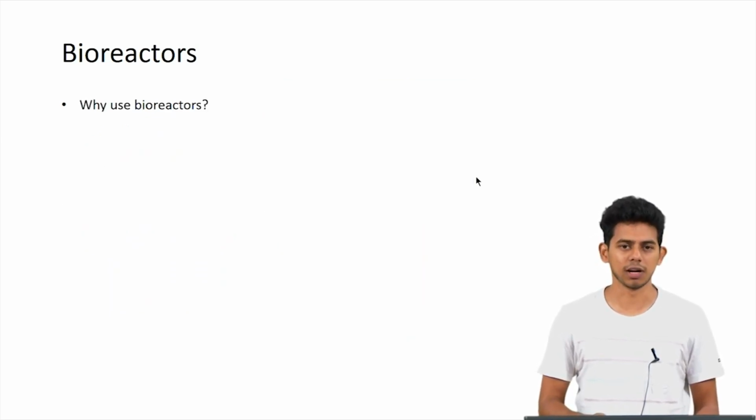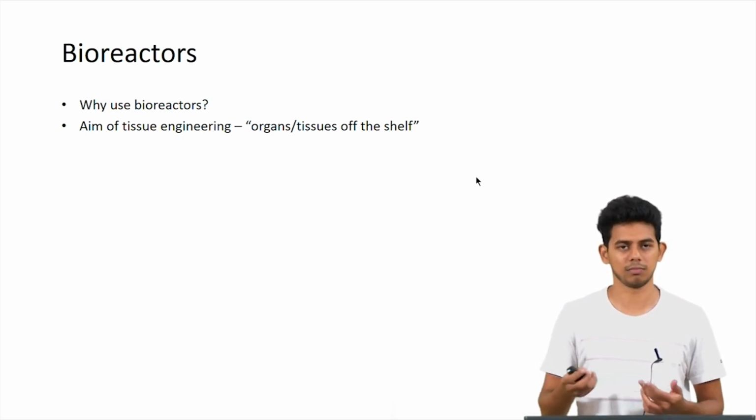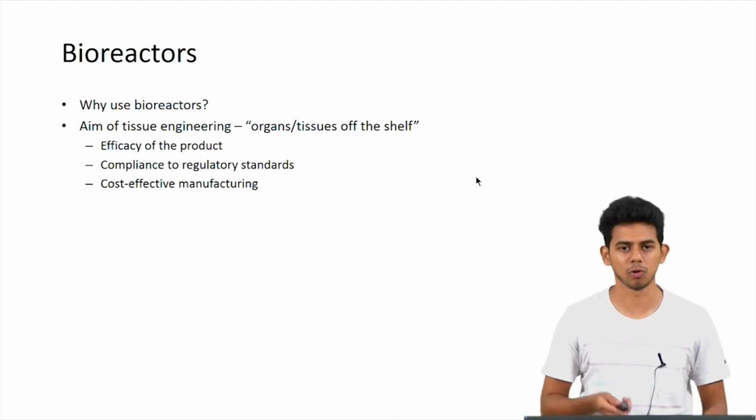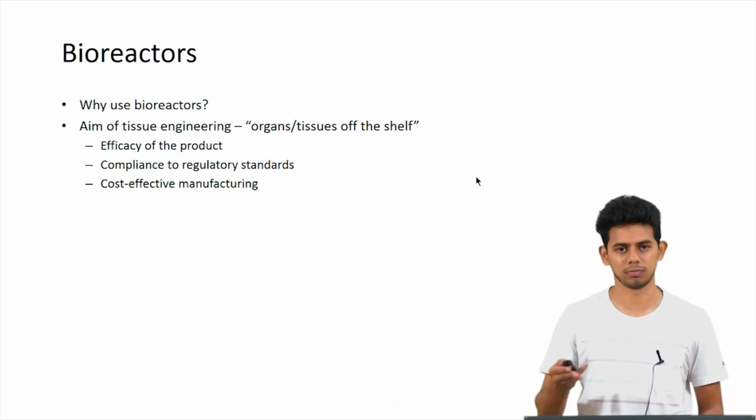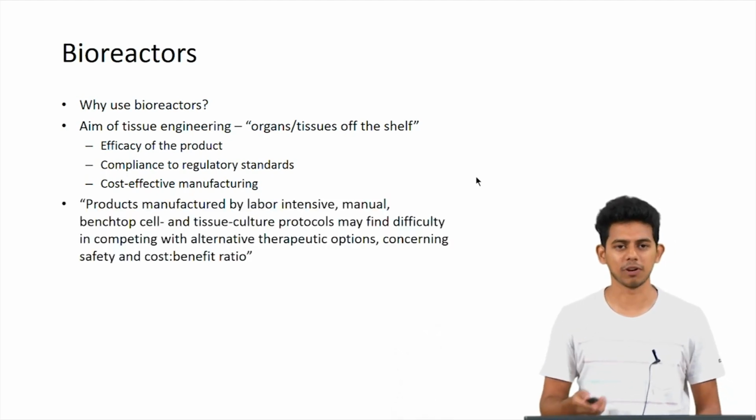So why use bioreactors? The aim of tissue engineering has been to get organs or tissues off the shelf, wherein you are able to replace a tissue or organ which is damaged as easily as you buy a prosthetic. The factors which play an important role in making this feasible are the efficacy of the product. So the product has to do what the natural tissue or organ does. Then it has to comply with regulatory standards, and also you should be able to produce these tissues or organs in a cost-effective manner. So this is where the bioreactors come in.